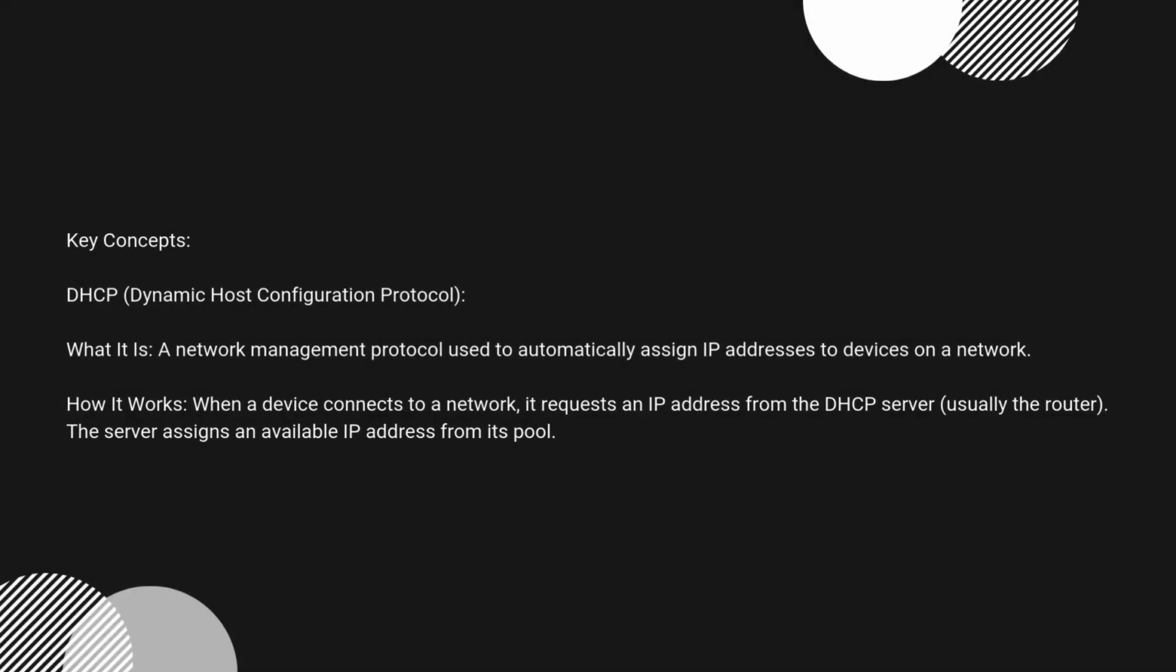Key concepts: DHCP, Dynamic Host Configuration Protocol. What it is: a network management protocol used to automatically assign IP addresses to devices on a network. How it works: when a device connects to a network, it requests an IP address from the DHCP server, usually the router. The server assigns an available IP address from its pool.